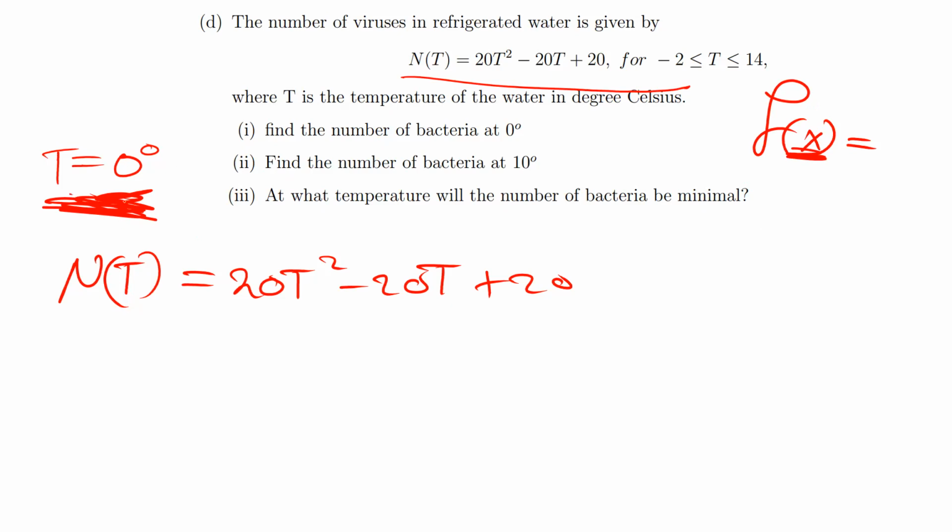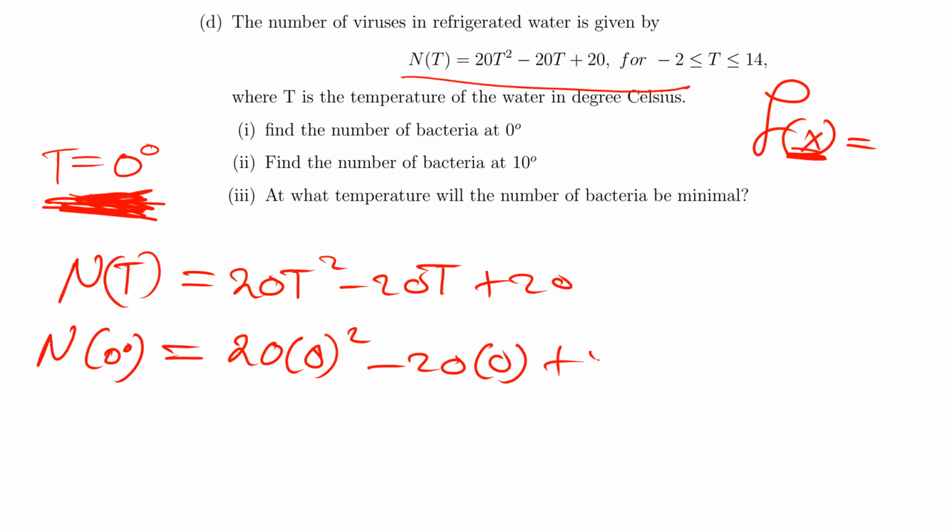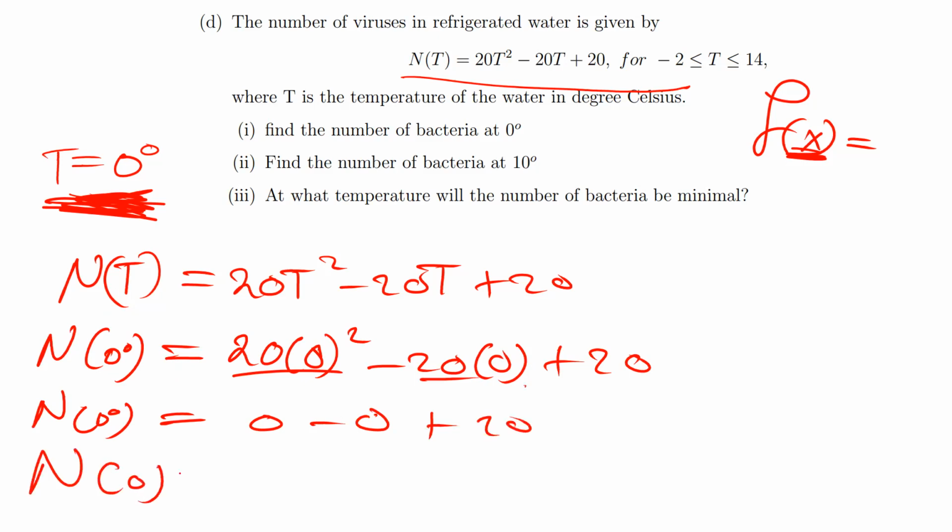If they say at 0 degrees, the value of T is going to be 0. So N of 0 is going to be 20, where there's T I'm replacing with 0 and squaring that, minus 20, replacing this with 0, plus 20. So N of 0 is 20 times 0, minus 20 times 0, plus 20. So the number of bacteria at 0 degrees is simply 20 bacteria.